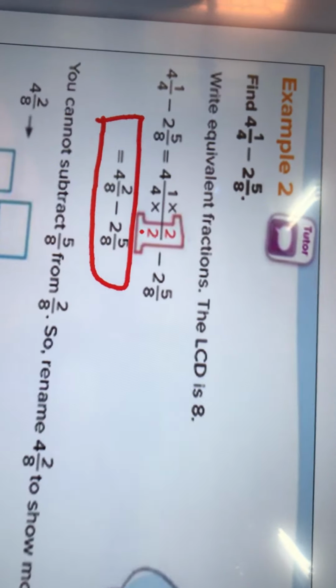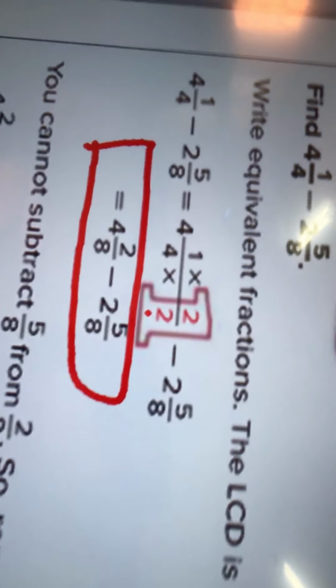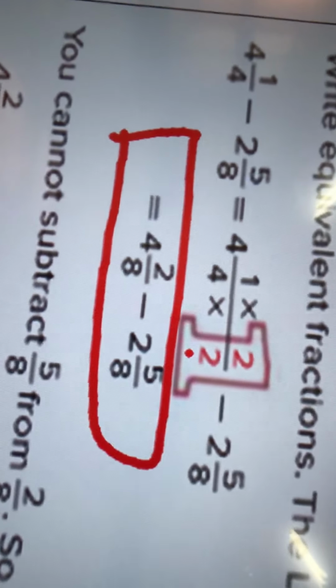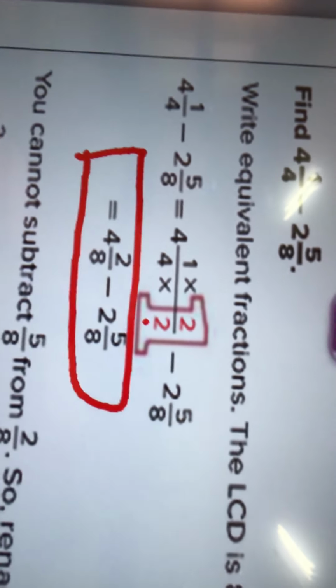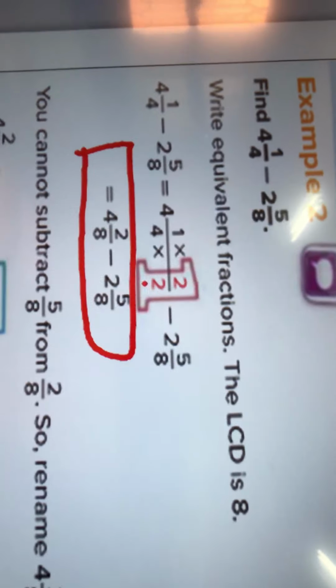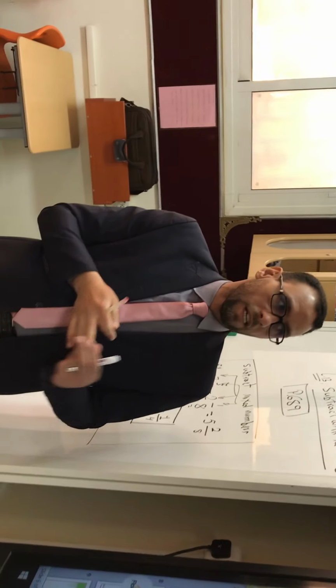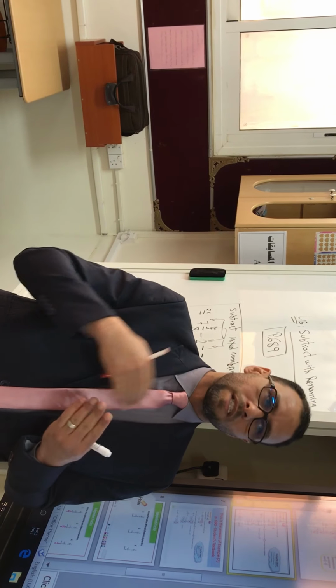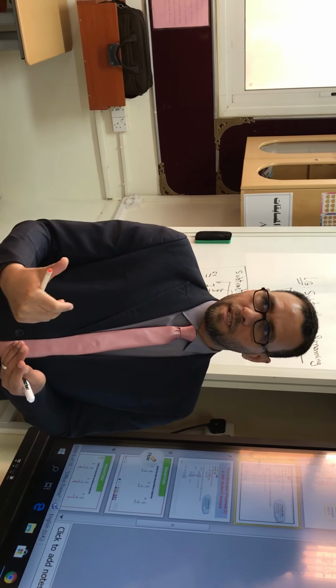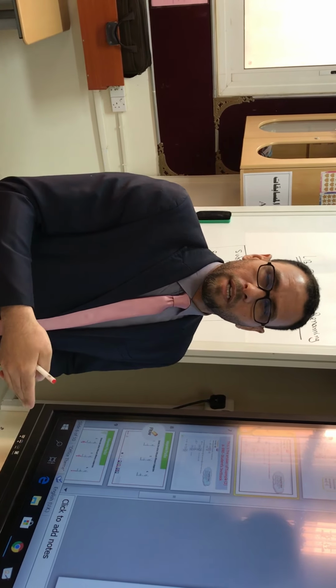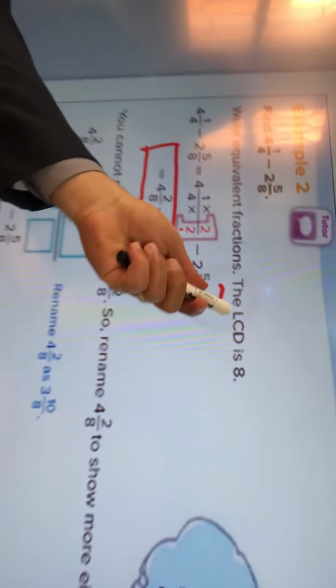4 and 2 out of 8 minus 5 and 2 out of 8. Again, pay attention with me now. Before we start to subtract any fractions or mixed numbers, check first if the fractions are like or unlike. If it's like, go ahead as normal, as we studied before. If it's unlike, please try to make it like by using LCD.